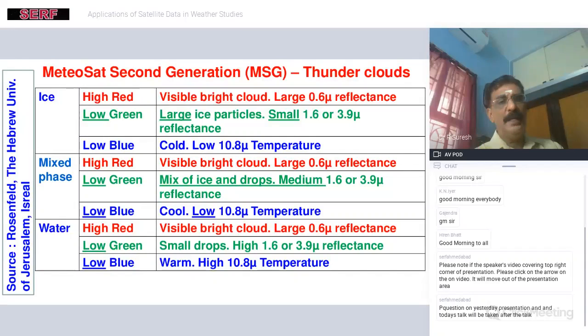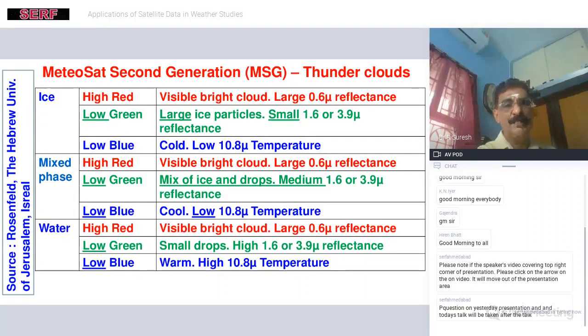Now coming to the Meteosat Second Generation type of thing, I am just giving a view graph on two slides, this one and the next one. One is for the thundercloud, another one for the severe local storm, which covers everything from hailstorm up to cyclonic storm. So what is the difference between these two? I have just underlined it so that in the offline mode you can download the PPT and understand it yourself.